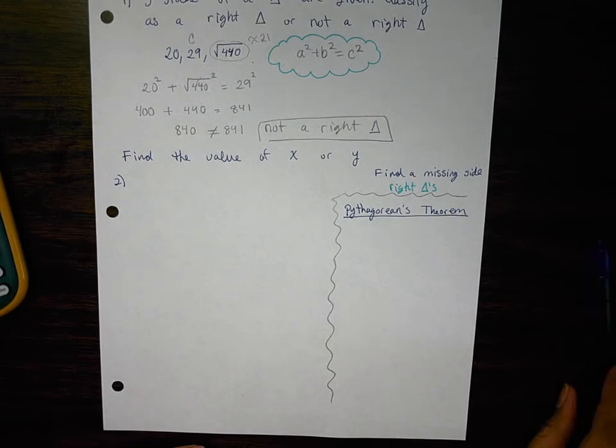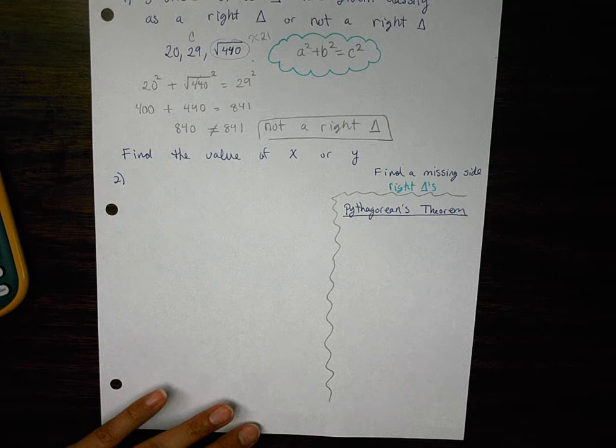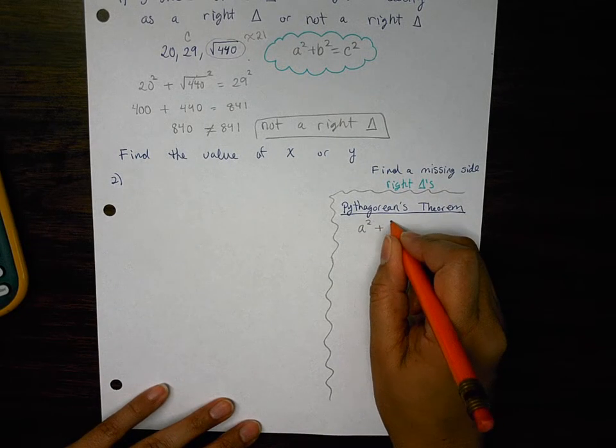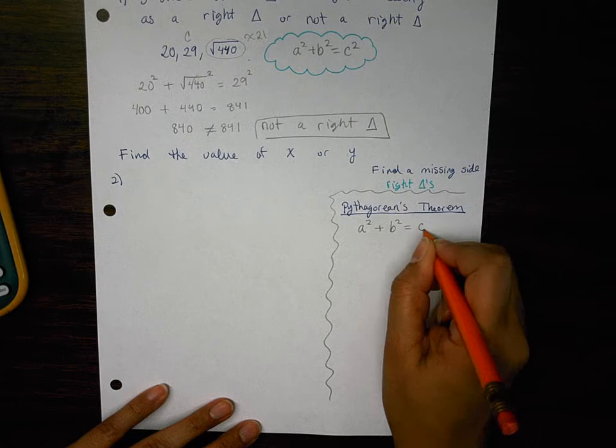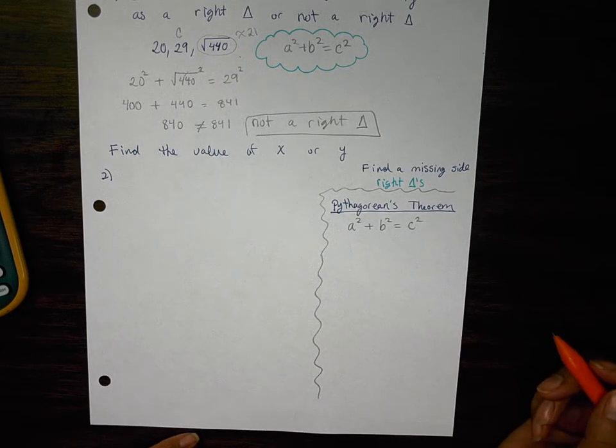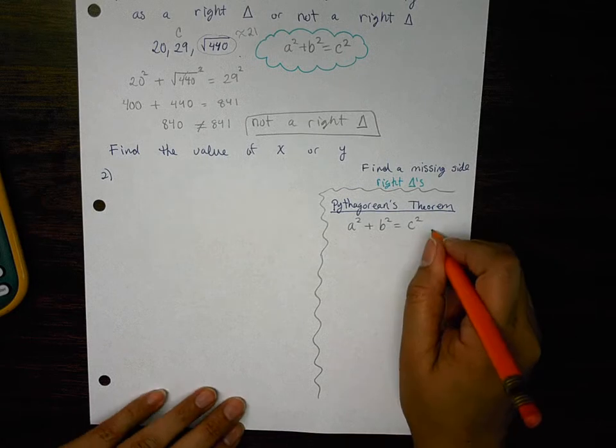Which is something you've learned before this class, whether it was last year or a previous year. Pythagorean's theorem. What is the theorem? A squared plus b squared equals c squared.